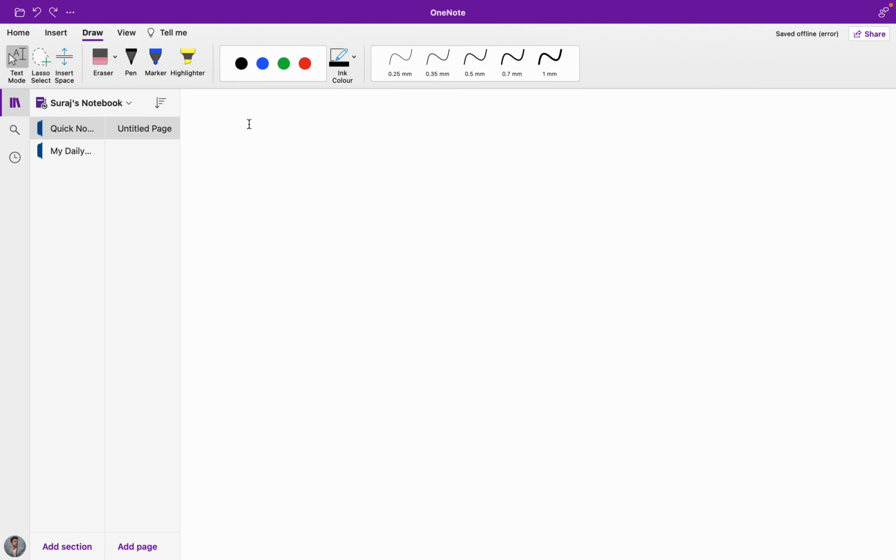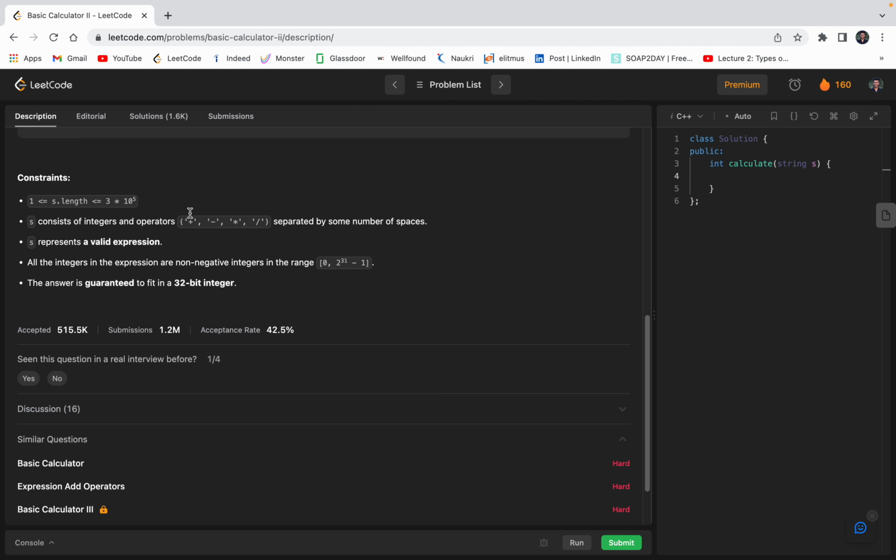I hope a stack might be coming to your mind, because you might have solved this type of question previously, and you might have used a stack there. So yeah, you are correct, guys. We have to use a stack here as well. But if you can see, we have multiplication and divide as well.